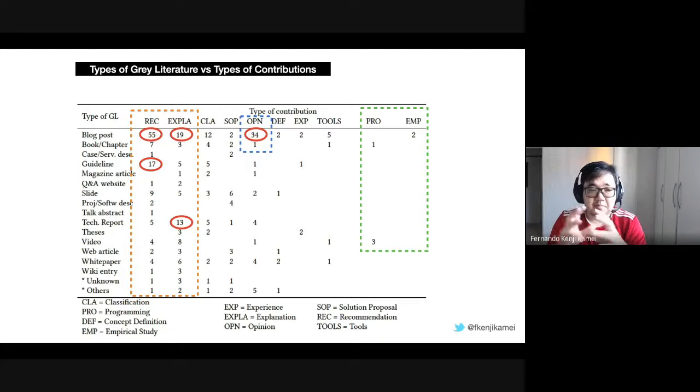Finally, it caught our attention that few contributions were identified related to programming, such as examples of using source code, or explaining some coding techniques. We expected few numbers for the last group, empirical contributions, as we know that academics do not produce the majority of gray literature.